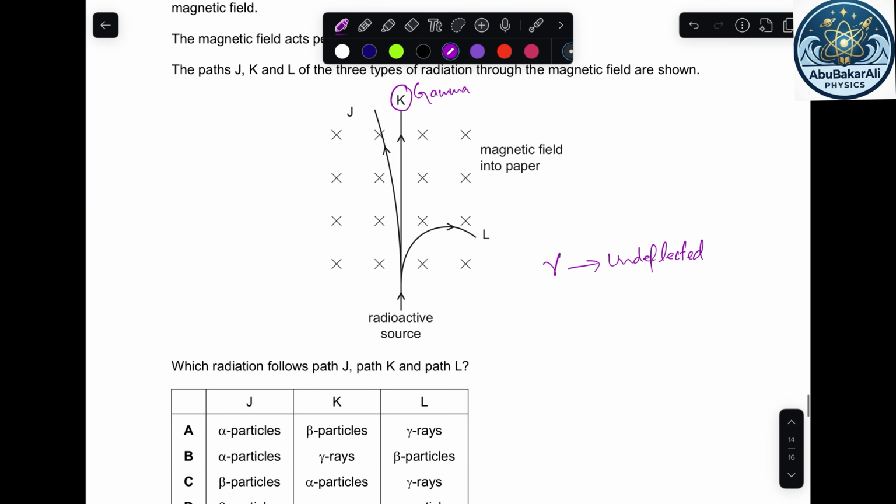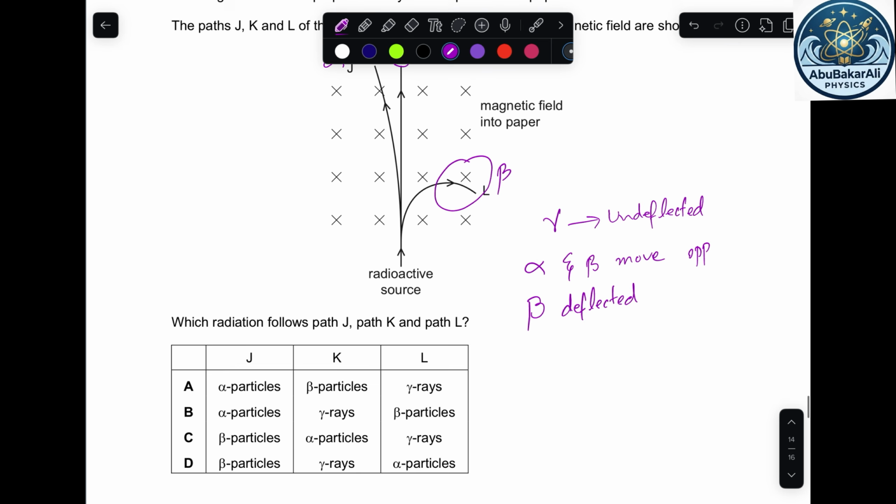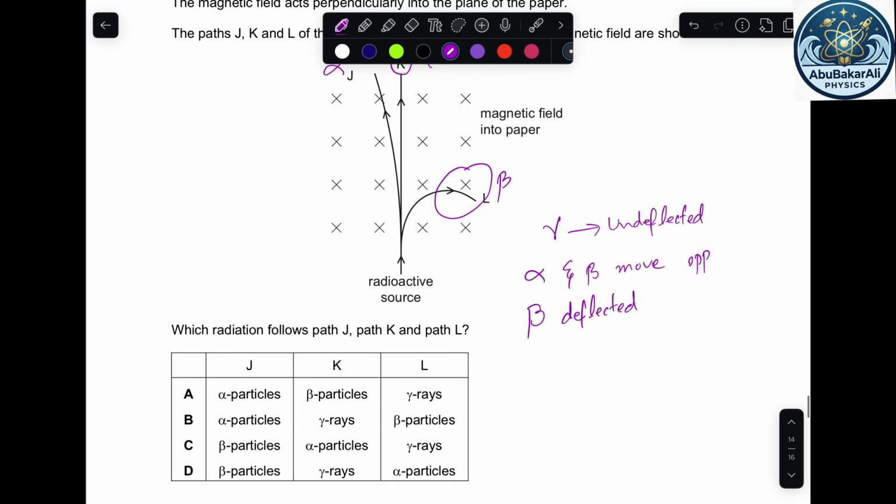And we know alpha and beta move opposite to one another. Secondly, beta deflects more as compared to alpha. So if you see, this one is deflecting more, so this is beta. This will be the alpha. So if you see these criteria, J is alpha, and this is option B.